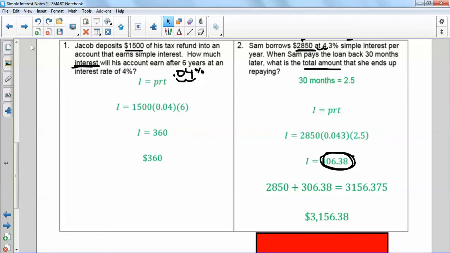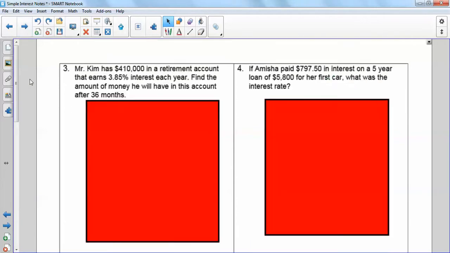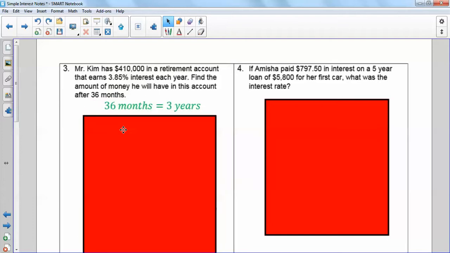All right, let's look at number 3. Number 3, Mr. Kim has $410,000 in a retirement account that earns 3.85% interest each year. Find the amount of money he will have in this account after 36 months. Okay, so first, we're going to convert 36 months to years, right? We need to do years for our time. So 36 divided by 12 gives us 3 years.